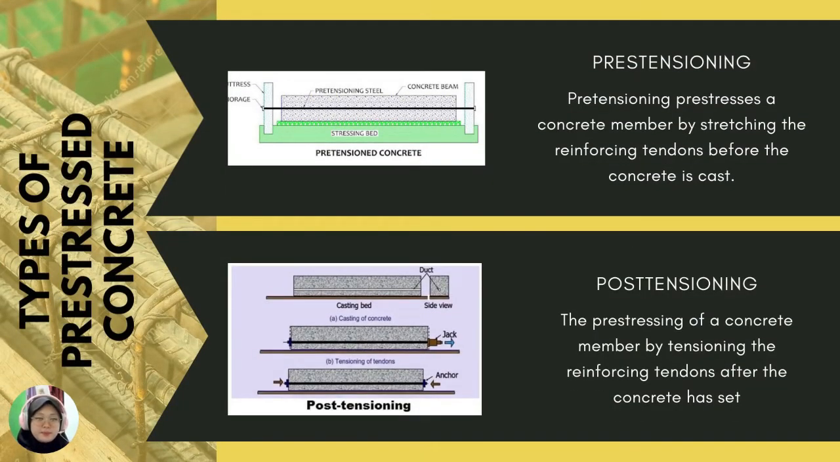So these are the types of pre-stressed concrete. The first one is pre-tensioning. Pre-tensioning pre-stresses a concrete member by stretching the reinforcing tendons before the concrete is cast, while post-tensioning is the pre-stressing of the concrete member by tensioning the reinforcing tendons after the concrete is set.